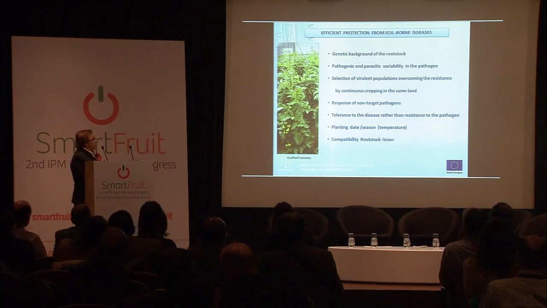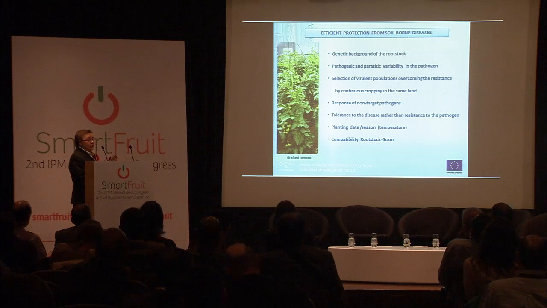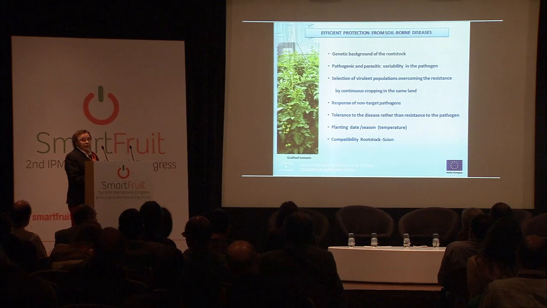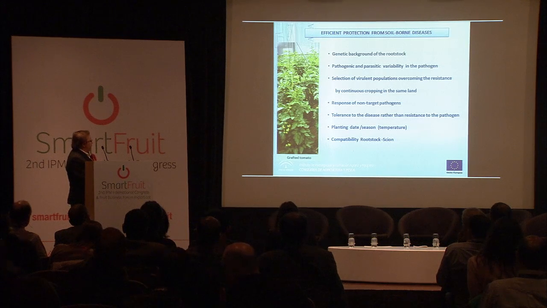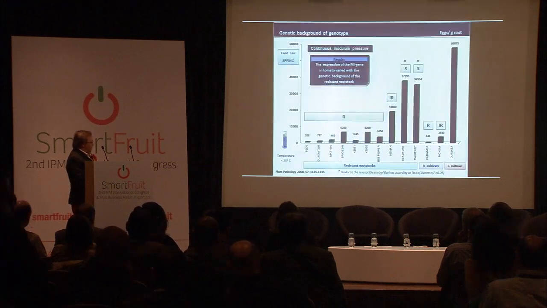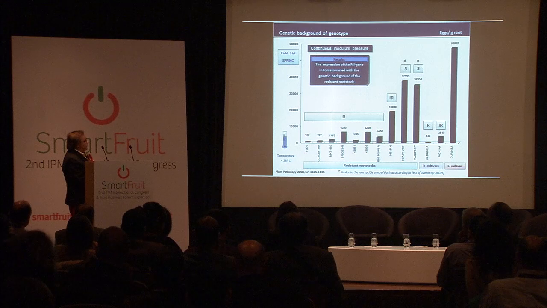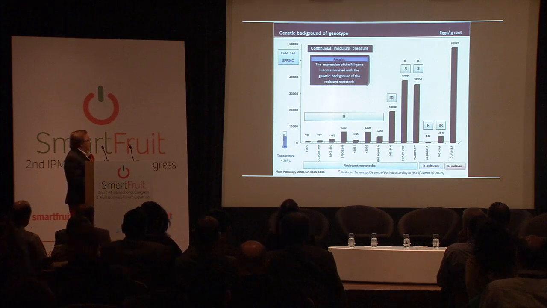I'm going to talk now about factors that affect the effectiveness of rootstocks as protection in soil-borne diseases, and I'll use nematodes as the target pathogen here. I have a list of factors on this slide, and I'm going to discuss them briefly now. So the genetic background of the rootstock.